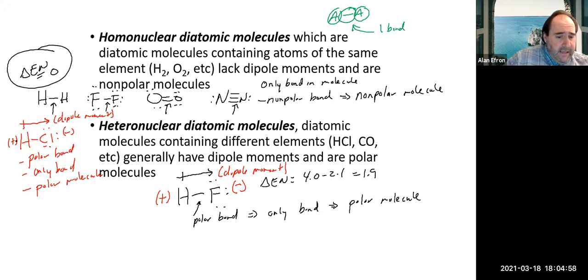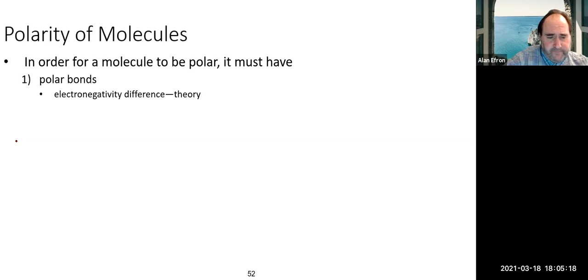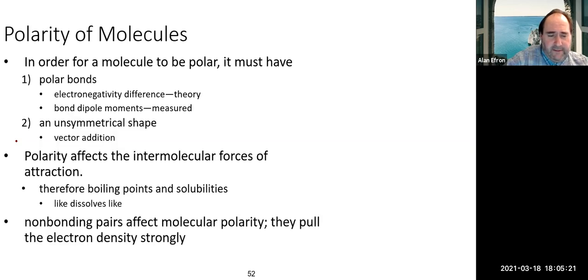If everything was that simple, that would be awesome, but it is not. It does get a little bit more complicated when we start dealing with things that have 3 or more atoms involved. When you have things with 3 or more atoms, we do have to look at a couple of different things. First off, let's talk about the 2 things that you really have to look at. If you've got 3 or more atoms and you want to know, is this thing going to be polar?